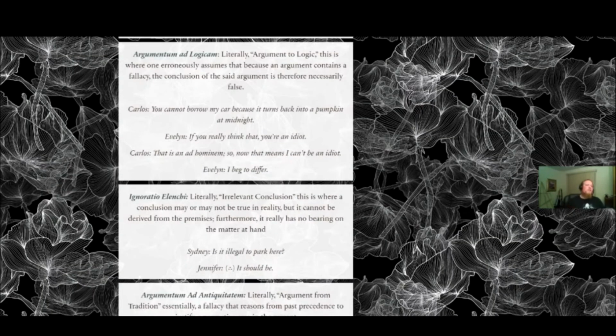Next one, argumentum ad logicam. And this one's similar to the tu quoque from earlier too. This is where you say, hey, someone else committed a fallacy, so I don't need to listen to what they say because they messed up. They made a fallacy, so automatically everything they said is wrong. That doesn't follow. Someone can make a fallacy and still be correct in what they're saying, even though they made a mistake getting there.